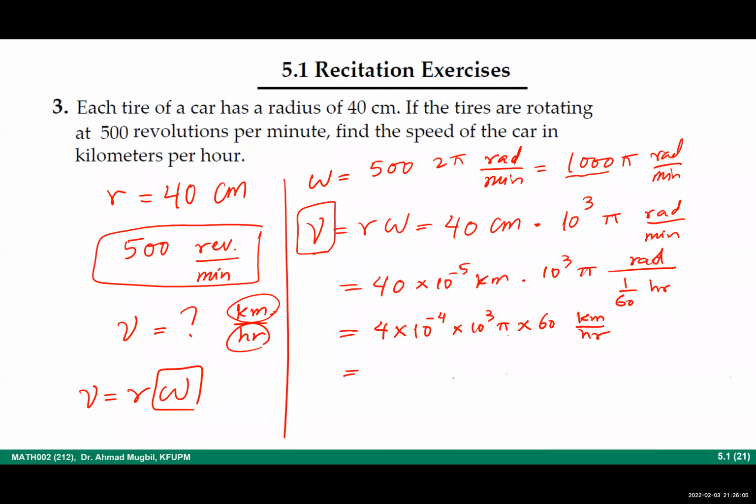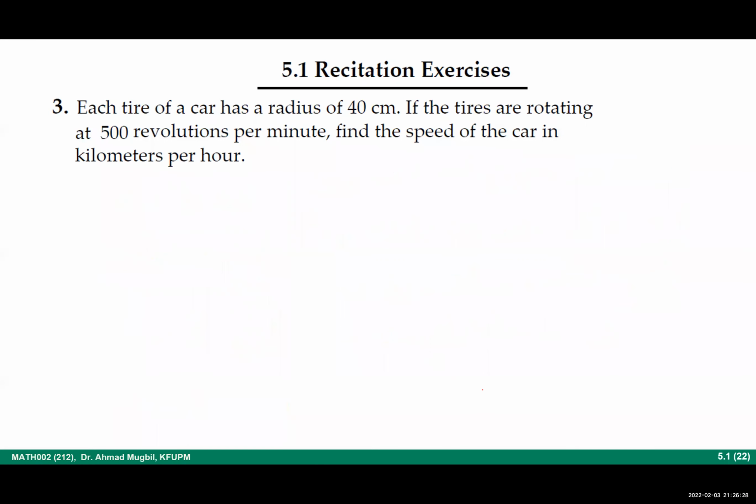Now simplify, you will get 4 times 6, 24 pi. Don't forget pi. Now 10 to the power negative 4 multiplied by 10 to the power 3 is 10 to the power negative 1, and you have 10 here, so it will be 10 to the power 0, which is of course 1. And we have it at the end in kilometers per hour. This is the speed of the car in kilometers per hour. Let's check our answer.